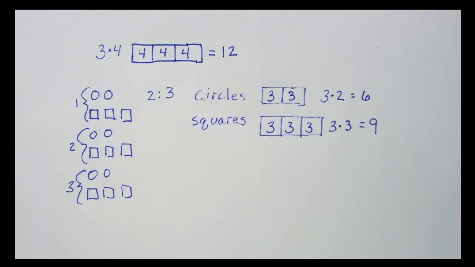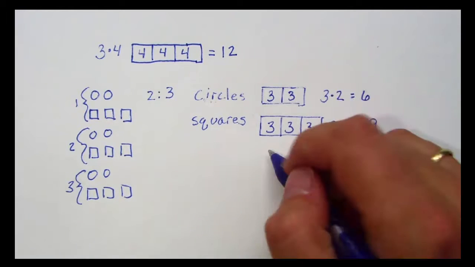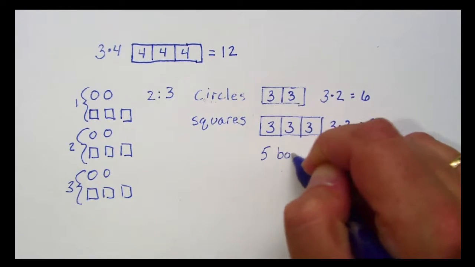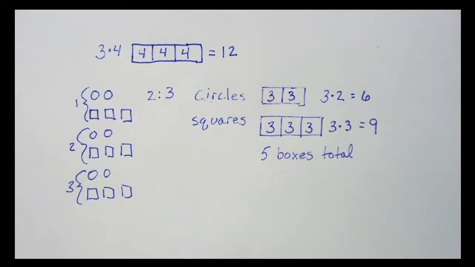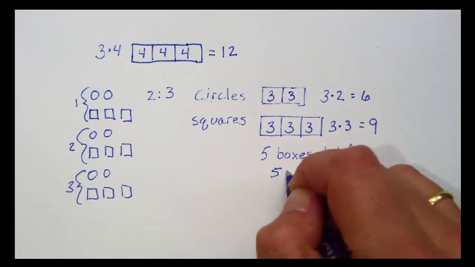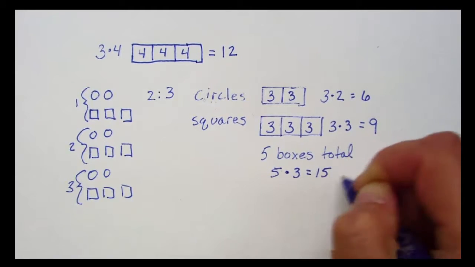I can also use this to find the total number of shapes. I have 5 boxes in total. Each box represents 3 shapes. So 5 times 3 equals 15 shapes in total.